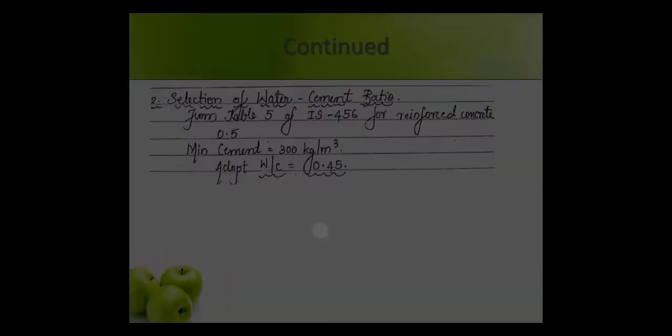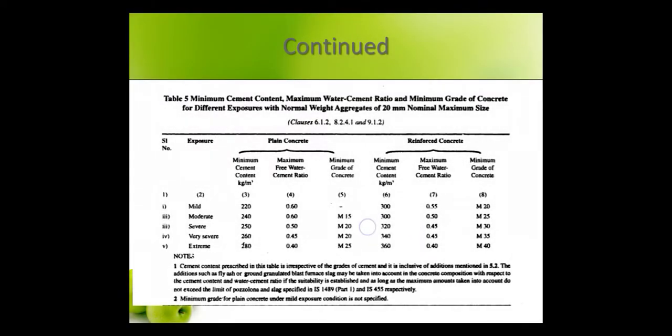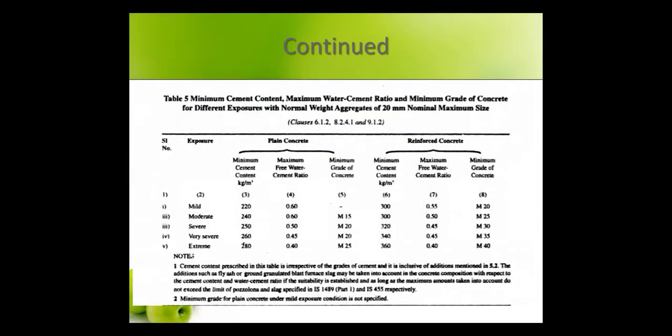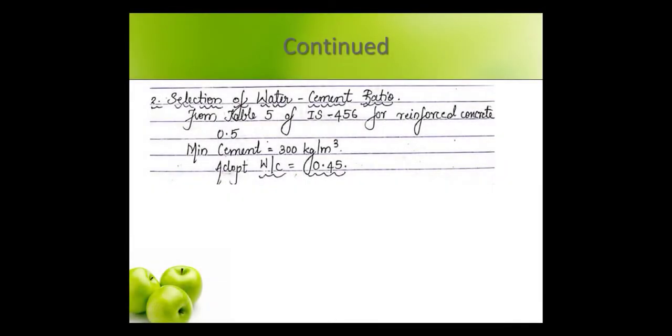Minimum cement content, again you will get from the table only. For moderate condition you will have 300. So minimum cement content is 300, water cement ratio is 0.5 for M35 grade concrete for moderate condition. So adopt water cement ratio 0.45.